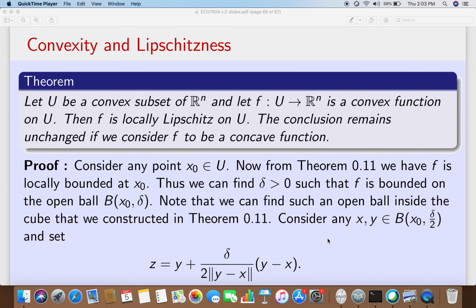Now we come to this fact of convexity and Lipschitzianness. What we will show is that f is Lipschitz on U. Once f is Lipschitz on U, you can prove that f is continuous on U, because every locally Lipschitz function is continuous. So every convex function on R^n is locally Lipschitz on that open convex set, and it doesn't matter if you have a concave function, the conclusions would remain the same. So you start again with a point x0 in U, and you know that it is locally bounded at x0, so we can always find a delta greater than 0 and an open ball around x0 on which it is bounded.